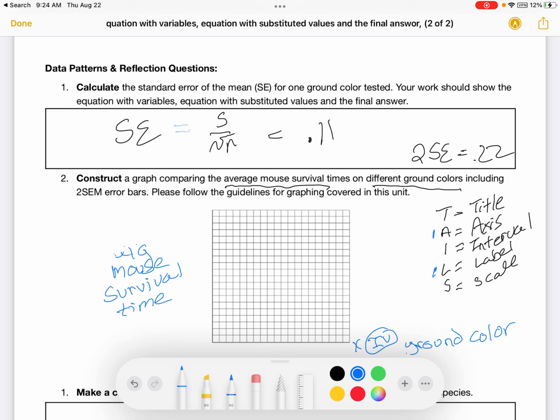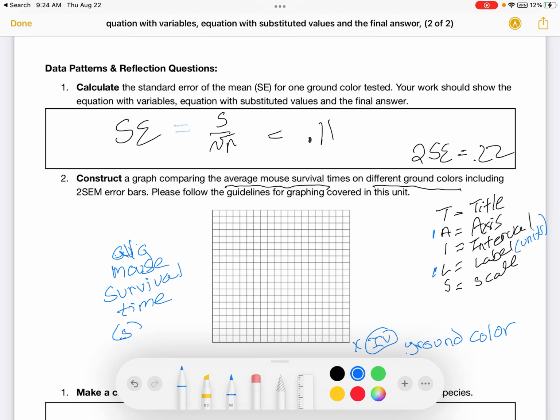And of course, we have to put our units. If we don't have units and it is a measurement, then it won't count, okay? Next thing I usually do is I usually do my title last, I'll be honest. So I'm gonna do interval and scale.